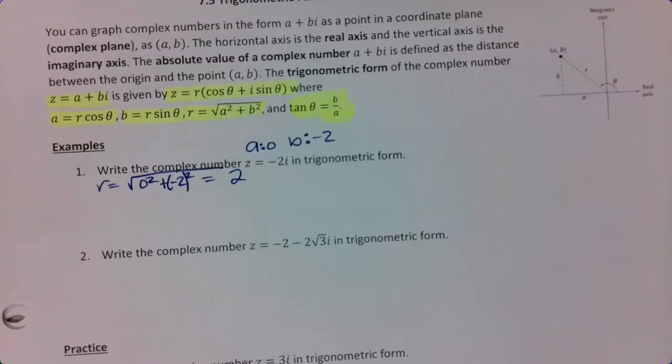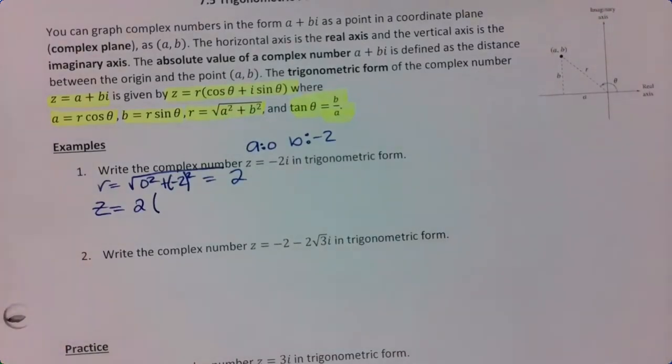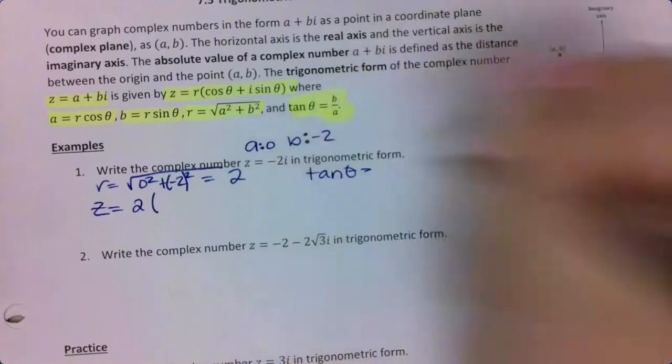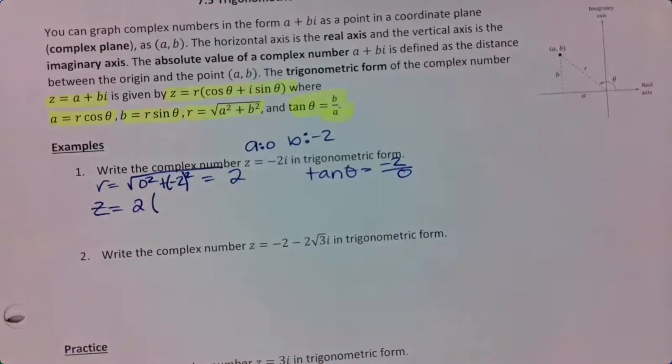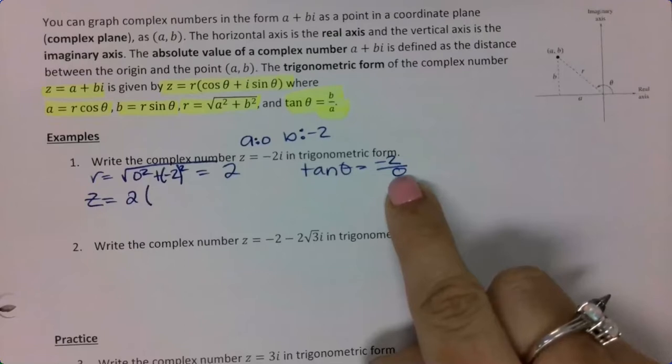Then I want to go ahead and put this into trigonometric form. So the first thing I highlighted. Oh wait, before I can do that, I need to figure out my angle. So I need to do tangent theta, my b value over my a value. What does this simplify to? No, because my 0 is on the bottom.